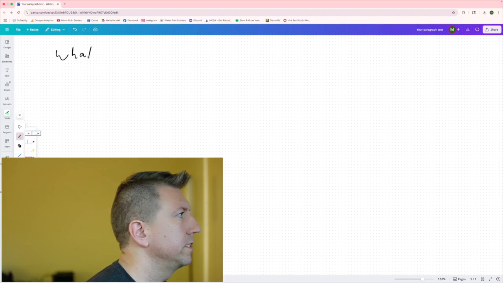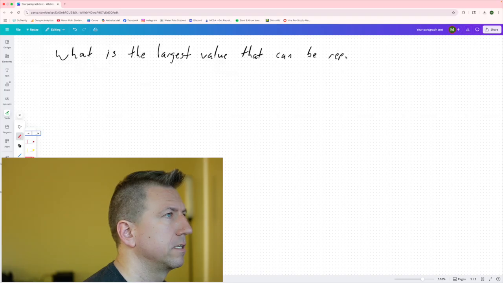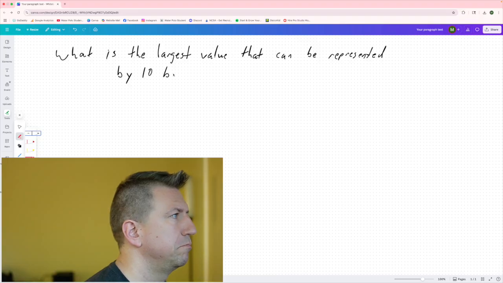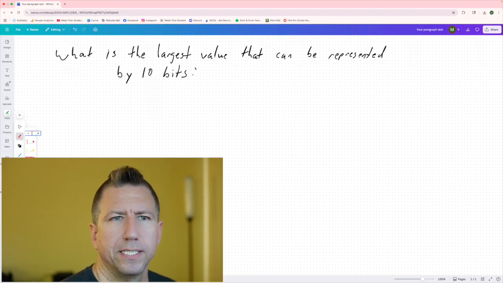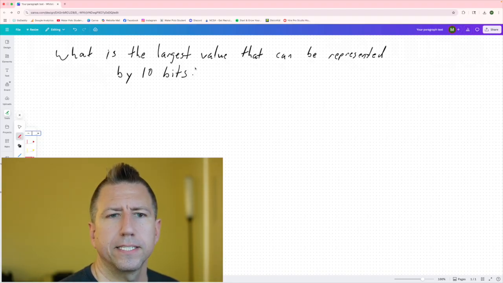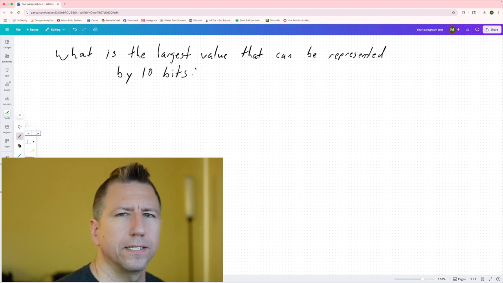So the question is, what is the largest value that can be represented by 10 bits? This is actually a really good question because 10 bits is a pretty standard number of bits for reading in analog data. And so when you have a sensor that's reading in analog data, oftentimes it's a 10-bit number that comes in. So we have to figure out, well, what's the range of values that holds.